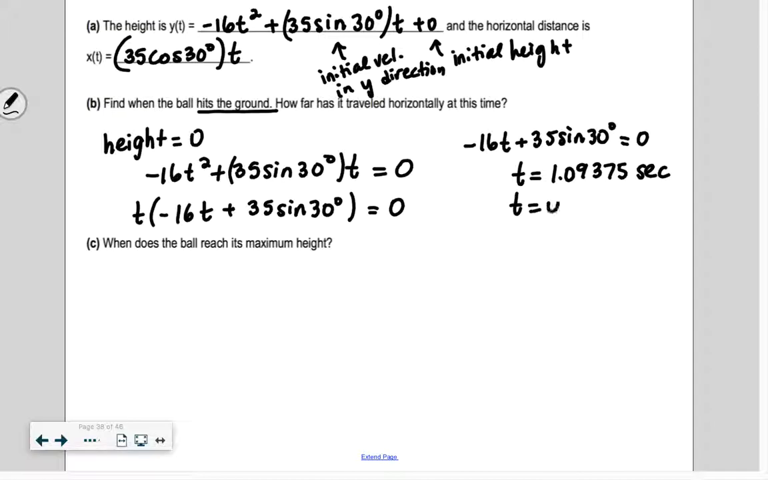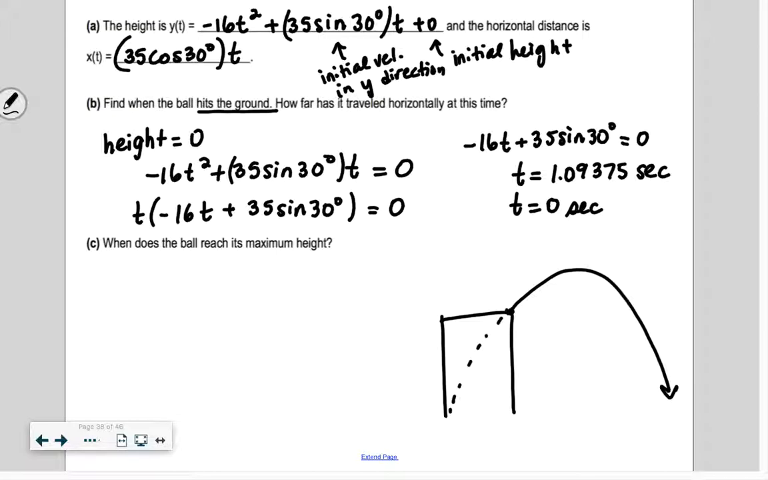But we also have t equals 0. Why do we have 0? It says, when does the ball hit the ground? It says at time 0, because it started on the ground, right? What if I started on the top of a building and I hit a golf ball off the top of the building? We would get a negative answer for our t. So we get a negative one and a positive one. Does that make sense? Do you guys get that?